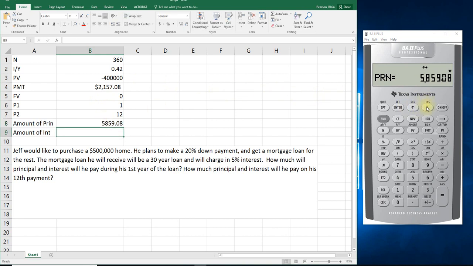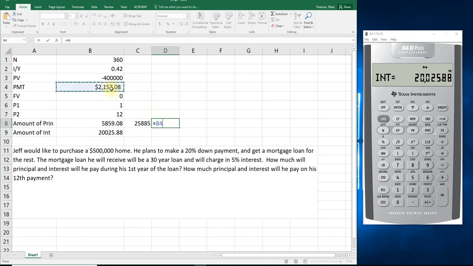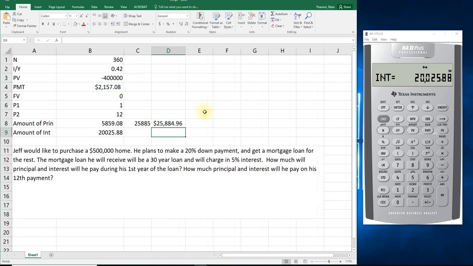If we scroll down one more time, this will tell us the amount of interest he will pay: $20,025.88. Now, if we want to double check our work, we can add both of these numbers together, and that gives us $25,885, and then we can take the amount of payment that he paid and multiply that by 12. These two numbers should be equal. In this case, there's a small rounding error, but they are roughly equal.